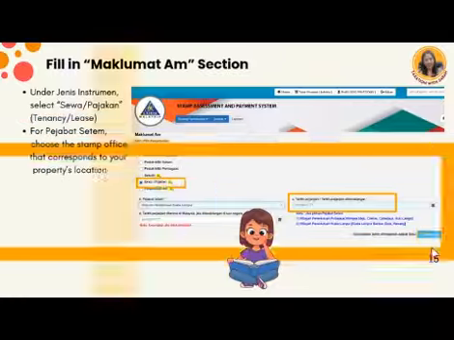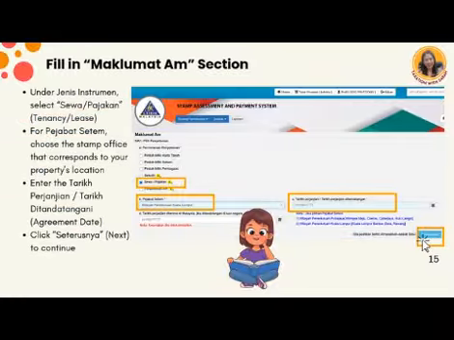Fill in Maklumat Am section. Under jenis instrumen, select sewa atau pajakan, tenancy, or lease. For pejabat setem, choose the stamp office that corresponds to your property's location. Enter the tarikh perjanjian atau tarikh ditandatangani, agreement date. Click Seterusnya, Next, to continue.